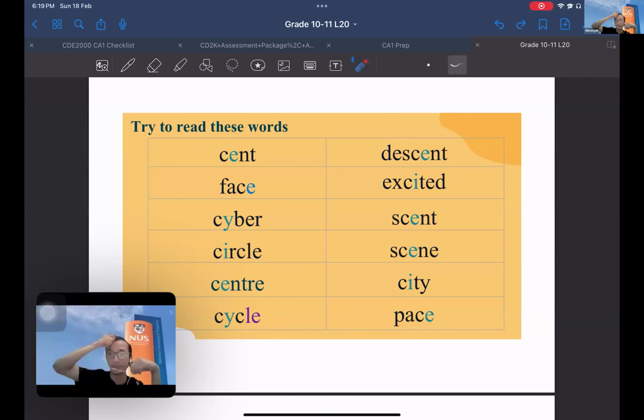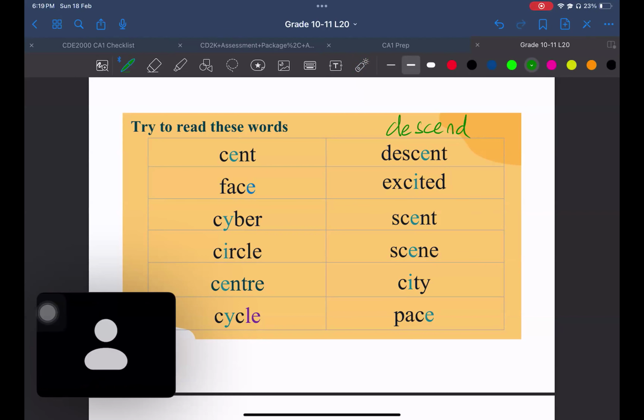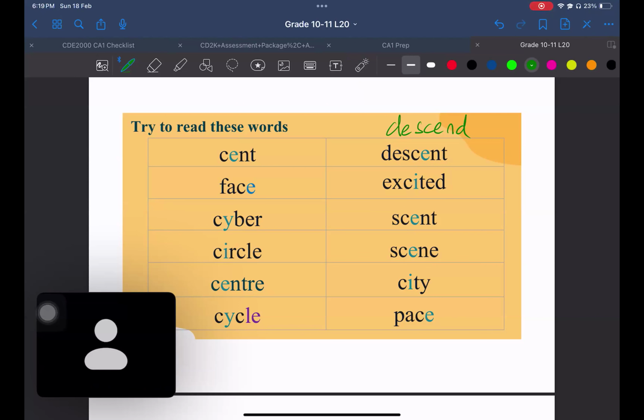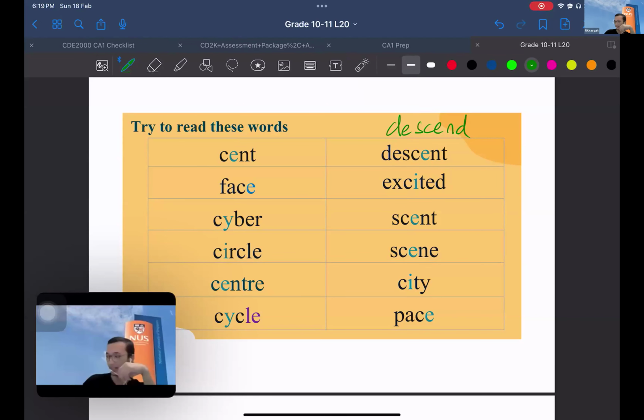The root word is also descent, but the way you spell it is with a D instead of a T at the back. So it'll be D-S-C-A-N-D. This is how you spell descent. This is the verb form of descent, which essentially just means that something is going down. So it's a good vocabulary to use.